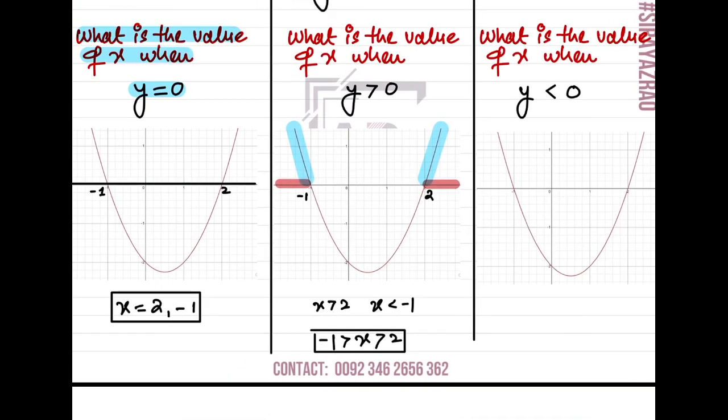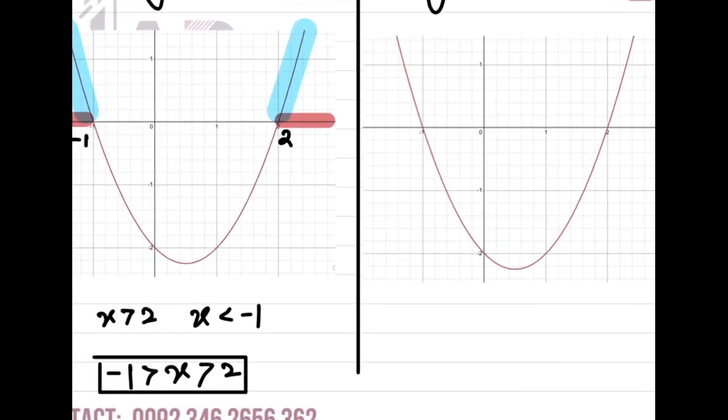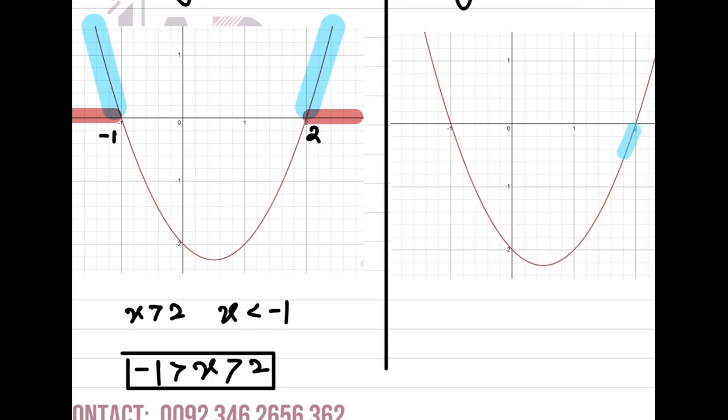Similarly, if they ask you what is the value of x when y is less than 0, we are going to see which portion of the graph is where y is less than 0. You must have observed that this portion of the graph is the portion where y is less than 0. You can see at this point the value of y is minus 1, and the value of y is minus 2 here. So in this whole portion the value of y is less than 0.